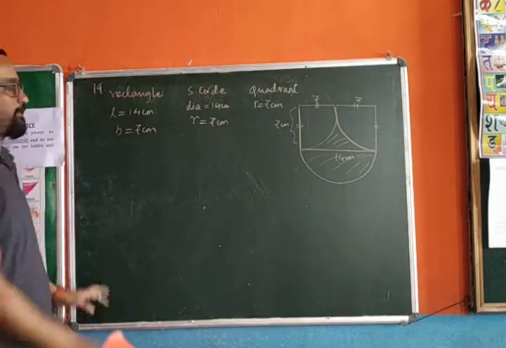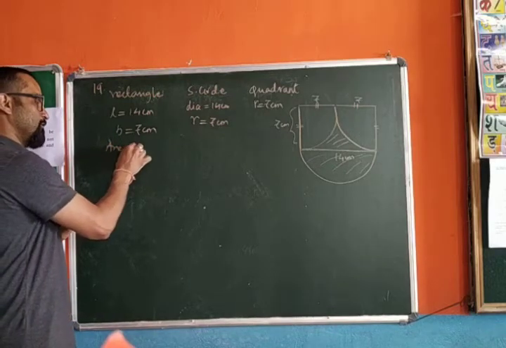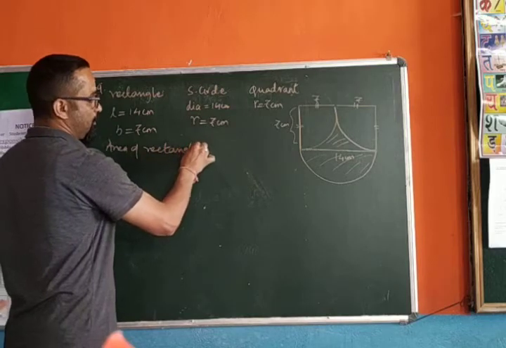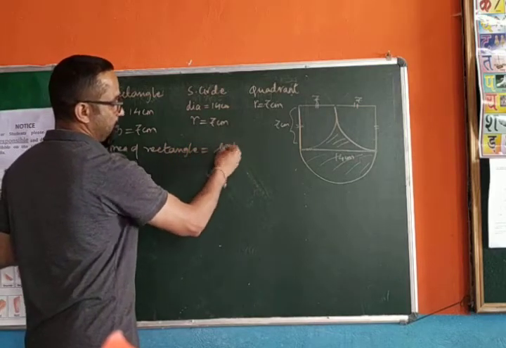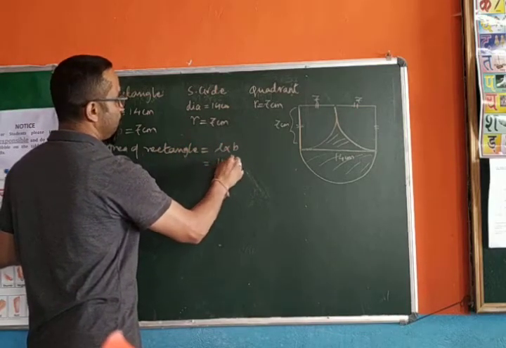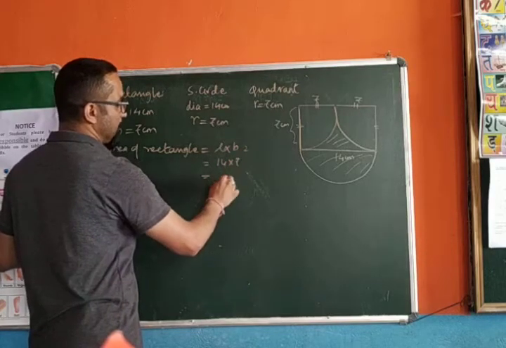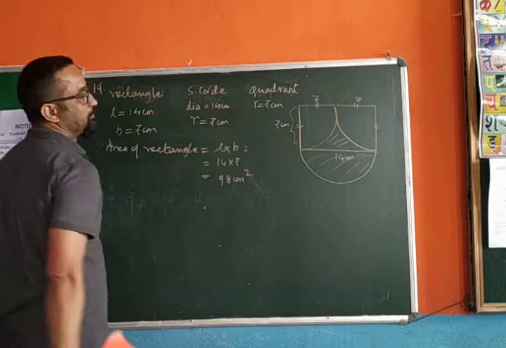Calculate separately. Area of rectangle is length into breadth. Length is 14 into 7. 7 into 4 is 28, so 98 centimeters square.